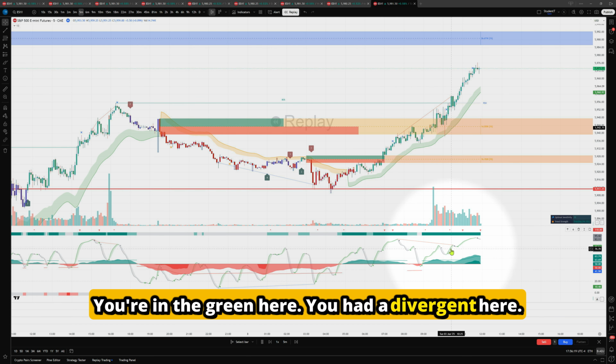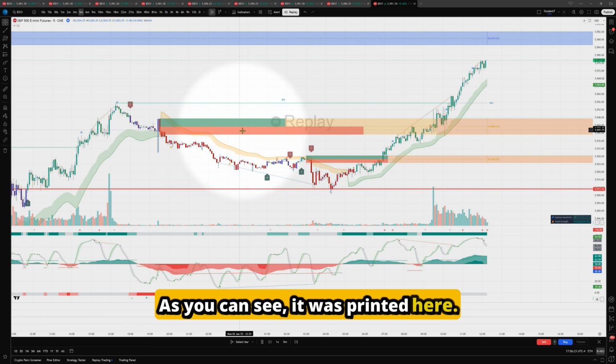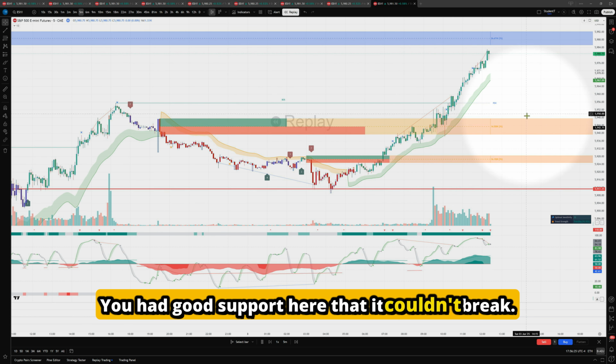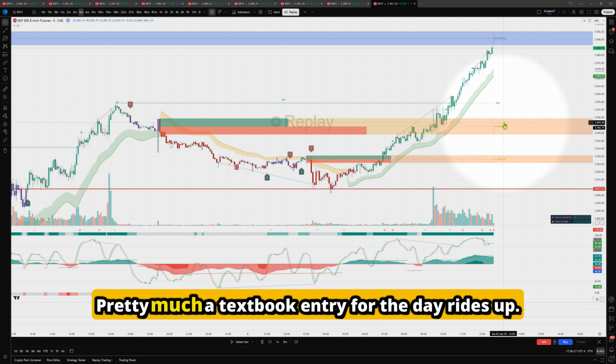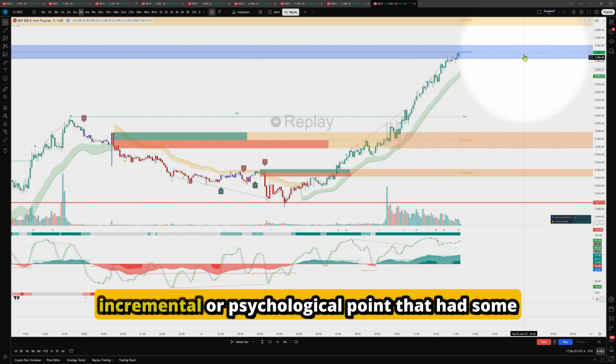You had a divergence here. As you can see, it was printed here. You had good support here that it couldn't break. Pretty much a textbook entry for the day. Rides up. Get some resistance at this point here. Obviously, 6,000 is another incremental or psychological point that had some resistance.